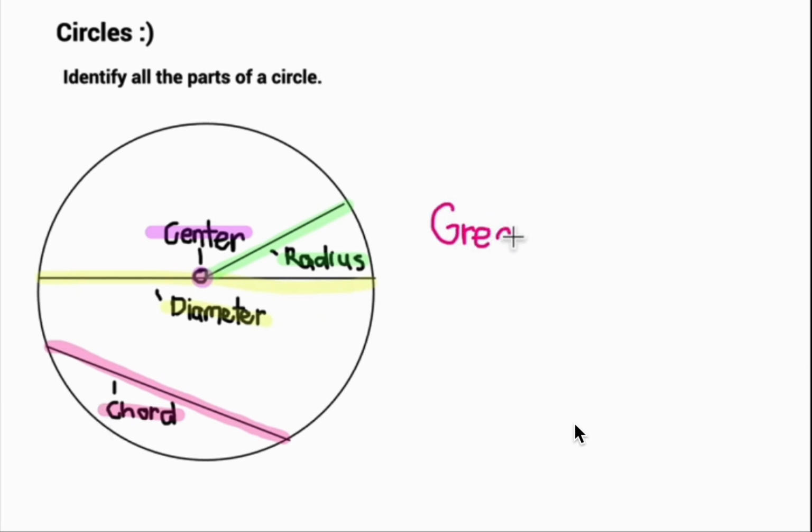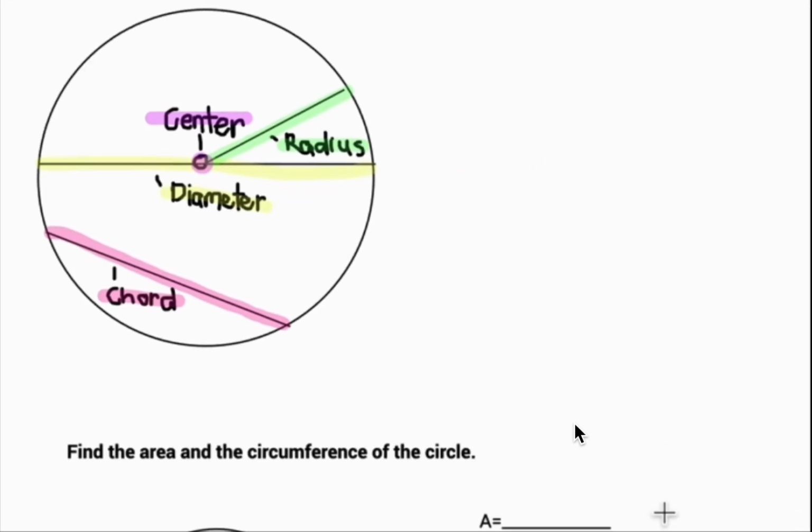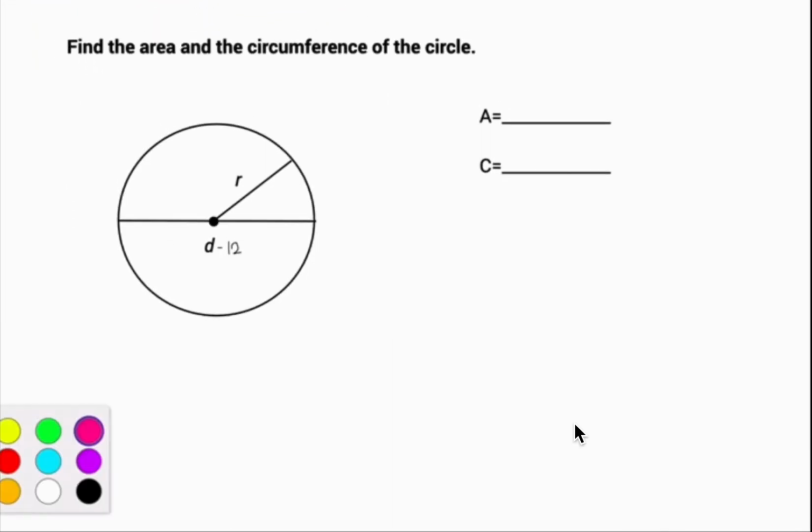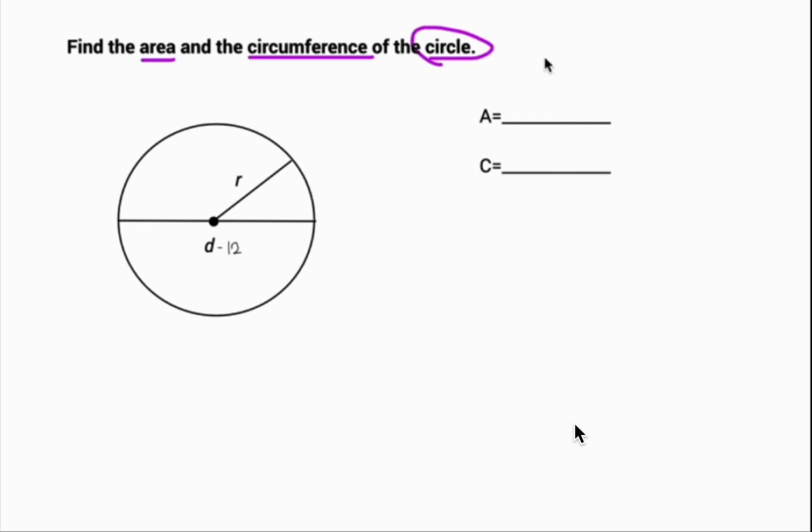So we are done with the first problem. Now let us move on to the next one. What we have to do is find the area and the circumference of the circle.